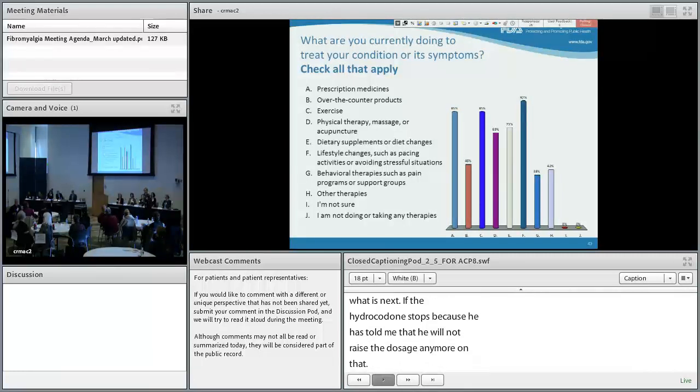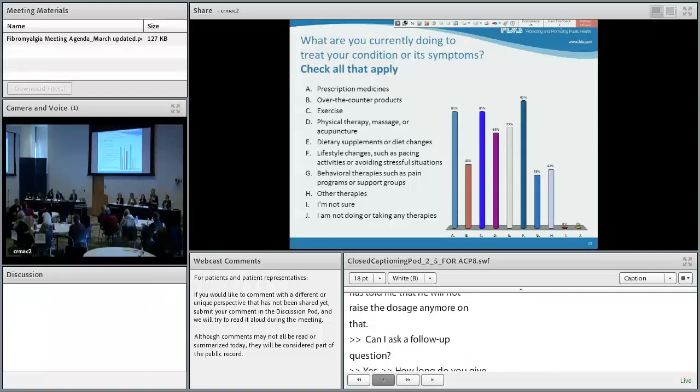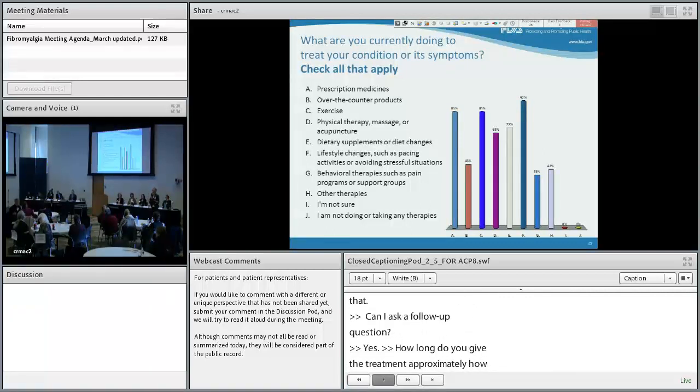Can I ask a follow-up question to this? Yes. Because what you're talking about, these treatments, how long do you give a treatment? Approximately, how long do you take it before you would make a decision about whether it's working or not?